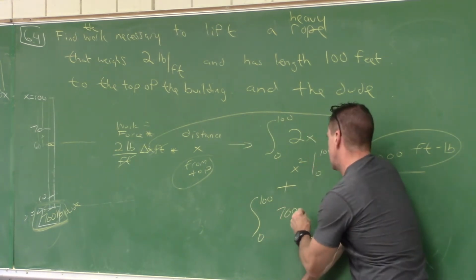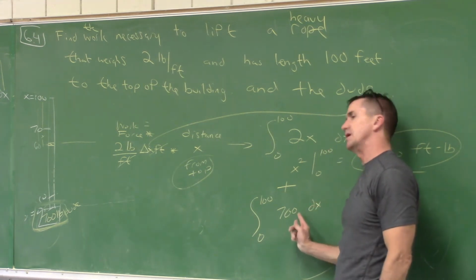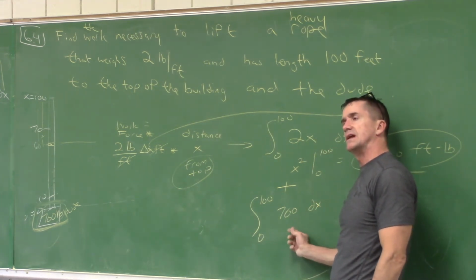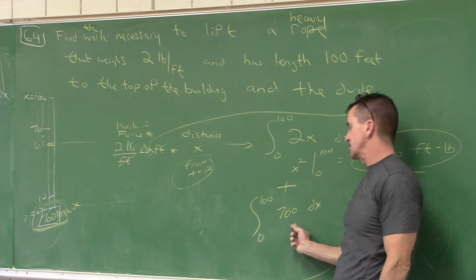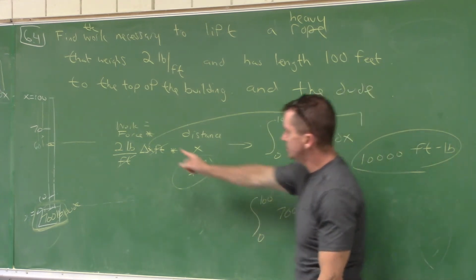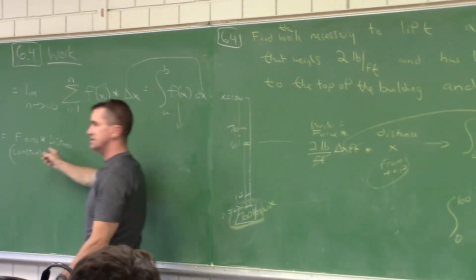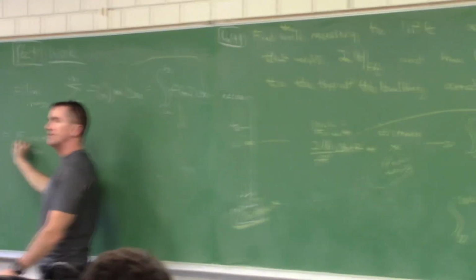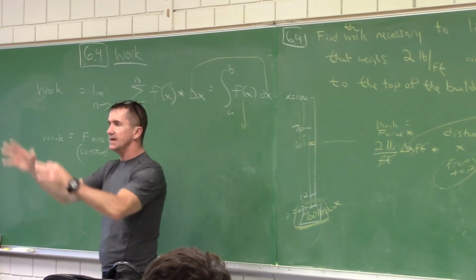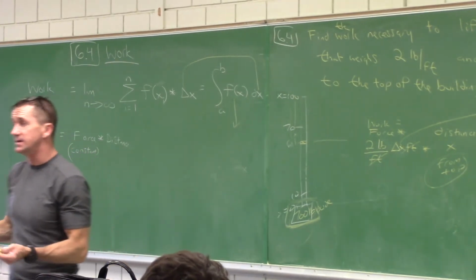700 pounds. You bet, everyone. Look, I didn't put an x. Isn't that constant? In fact, some of you might even write this integral symbol. Can't you just do force times distance? What's 100 times 700? Just take that and add it to the last answer. Isn't that what we can do?